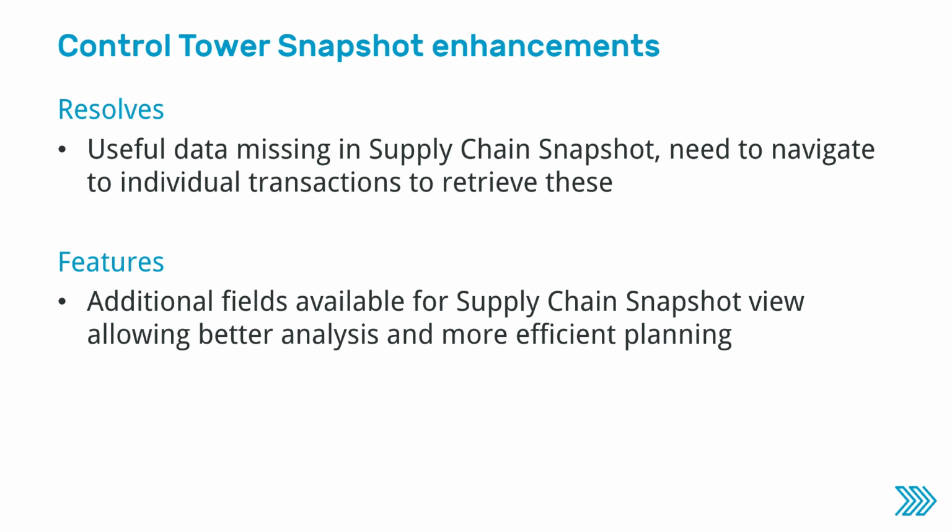What the enhancements do is provide some additional fields available in the view that you can create yourself for your supply chain, which are fully customizable. Before the 2019.1 version, those fields were kind of limited, and it was often needed to drill down into individual transactions to come up with, for example, a customer name of a sales order that you would see in your snapshot.